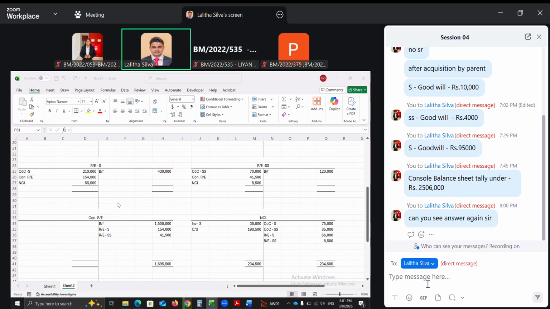This is the consolidated retained earnings balance. Consolidated retained earnings balance, 1,695,500. And the NCI is 344,500. Okay. Oh yeah, NCI is 198,500. These answers are correct.